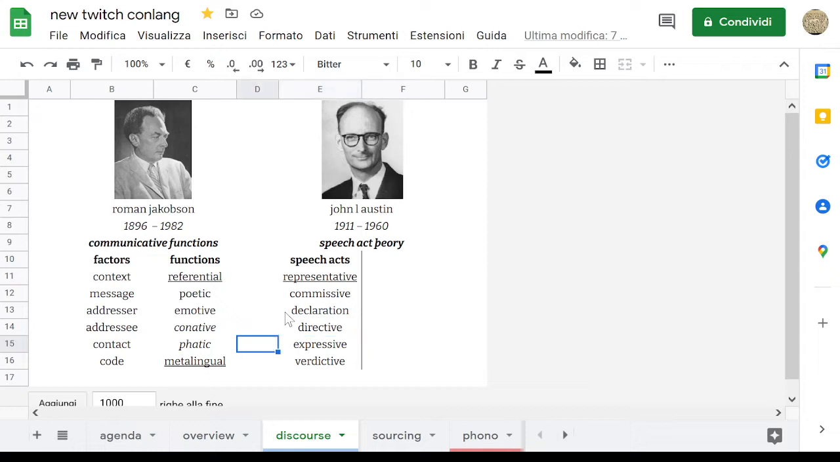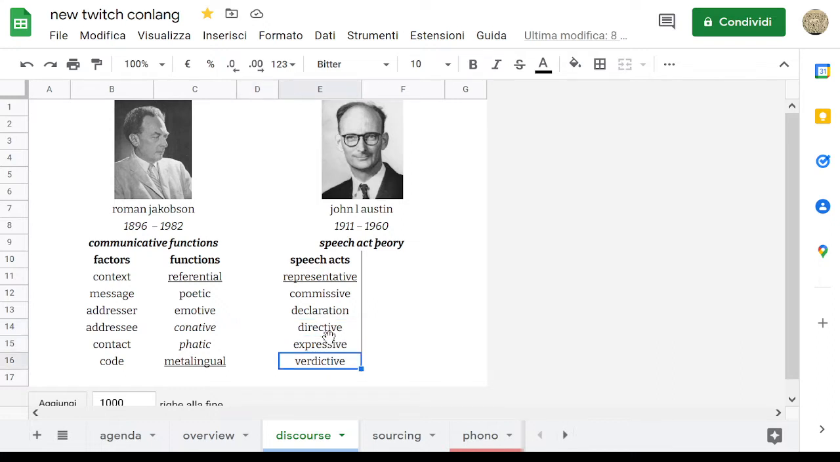Now, expressives can also kind of have a phatic function, in that they can be things like greeting someone, saying hello, or how are you, or have a good day. Like those kinds of things, you're expressing that you have goodwill towards the person. So that is the expressive speech act.